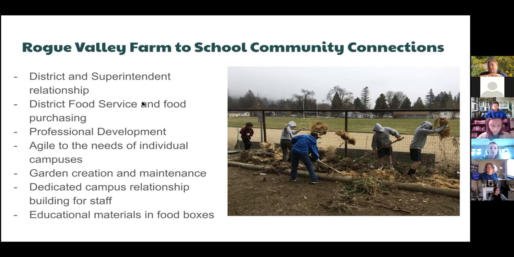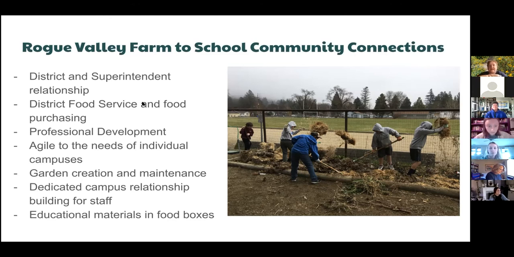They help with creation and maintenance of gardens. They find that if you leave all the garden maintenance to teachers and parents, it doesn't always happen. I would agree with that. We definitely have that issue here in Austin.